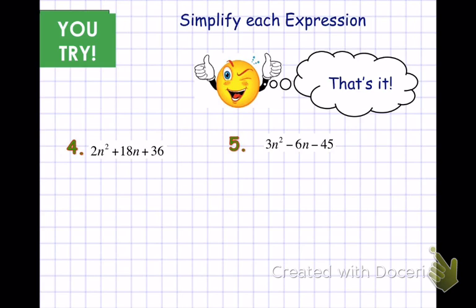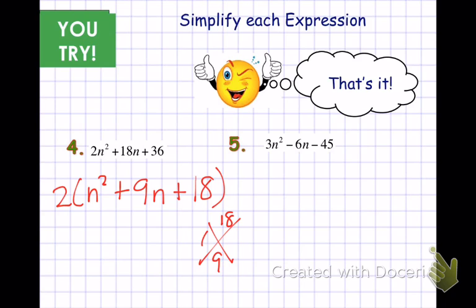You should have factored out a 2 instead of trying to go straight to the x factor and grouping. So when you factored out your 2, you should have gotten 2n squared plus 9n plus 18 because you divided by 2. Or you broke it down with 2's. Then you did your x factor here, 18 and 9. You should have gotten 6 and 3. That lets you use a shortcut, so n plus 6, n plus 3. Final answer.